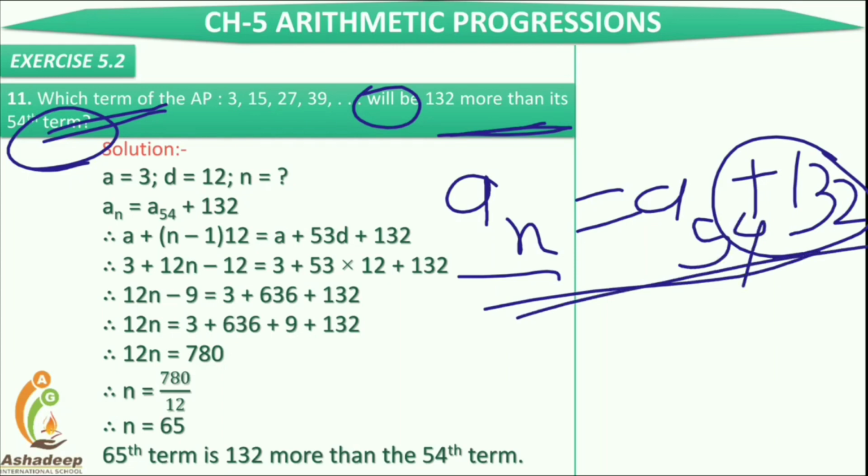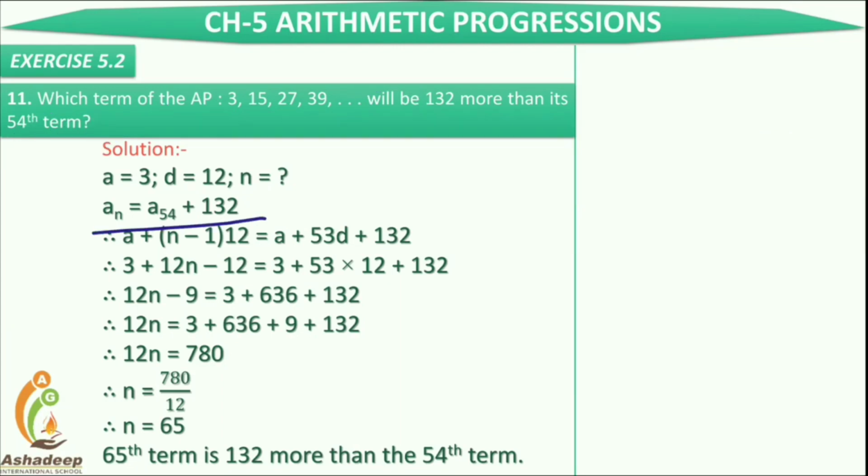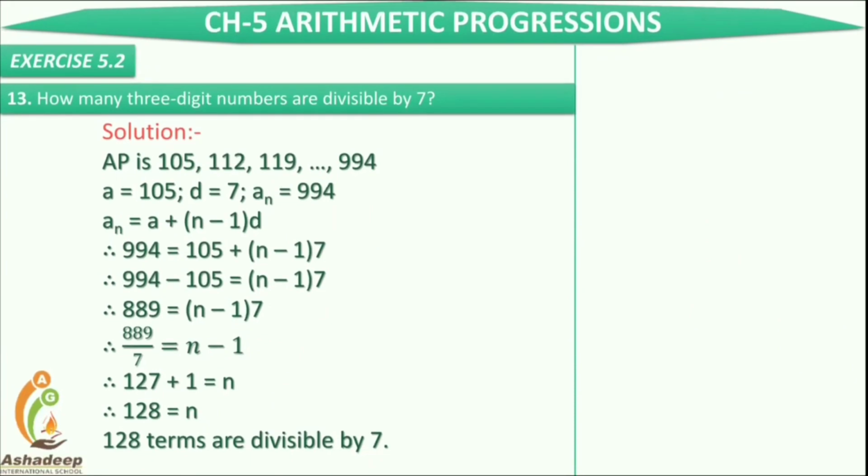अब यहाँ पर वैल्यूज रख दो आप, see this, यहाँ पर आप वैल्यूज रखो, फॉर्मूला रखो and then simplify करो, and you will end up with n is equals to 65, right.